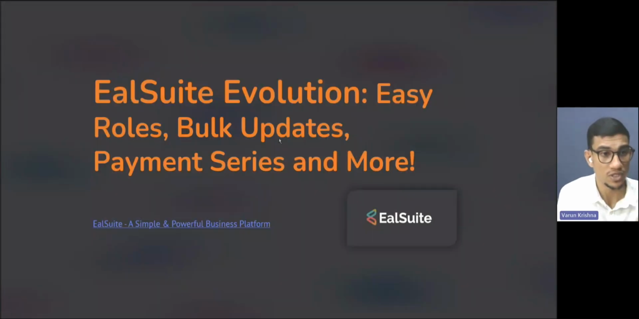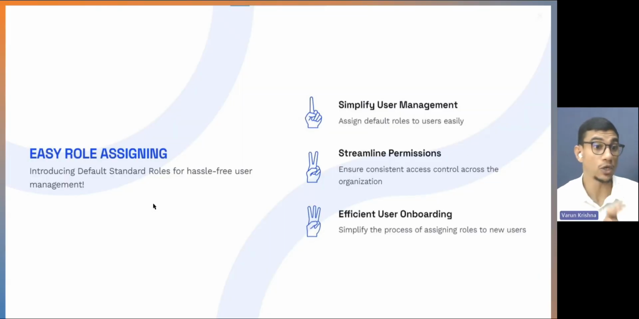Before that, let us first of all be specific with our first update. We'll be starting with EC role assigning. We have introduced default standard roles for hassle-free user management. Where does this come in? When does this come in? That's the first question. Simplify user management: that's the first advantage, assigning default roles to users easily. Then streamline permissions, ensuring consistent access control across the organization. Then we have efficient user onboarding, simplifying the process of assigning roles to new users. So how can we execute this? Let me show it.